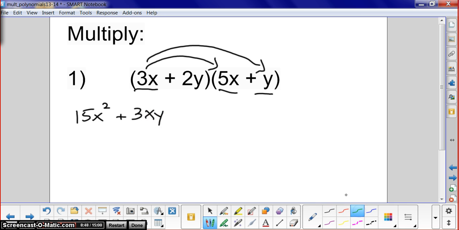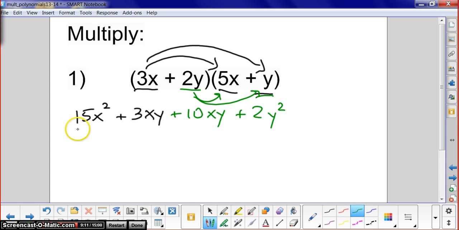Now I'm going to continue to the 2y. I'm going to multiply the 2y into each term. I'll distribute it into each term. 2y times 5x. 2 times 5 is 10. X times y is xy. Generally, we prefer alphabetical order, so it's easier to know when we have like terms. And now I'm going to multiply the 2y times the y, and I end up with positive 2y squared.